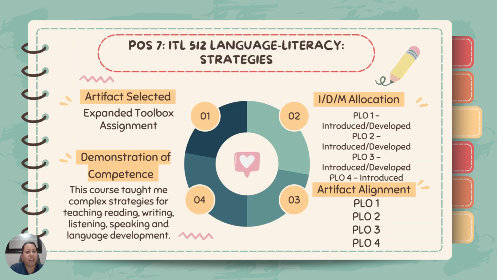The plan of study 7 is ITL 512, Language Literacy Strategies. The artifact selected for this course was the expanded toolbox assignment. I felt like this artifact aligned with all 4 PLOs at different allocations. PLO 1, PLO 2, and PLO 3 all aligned with introduced and developed, and for PLO 4, the allocation was introduced.